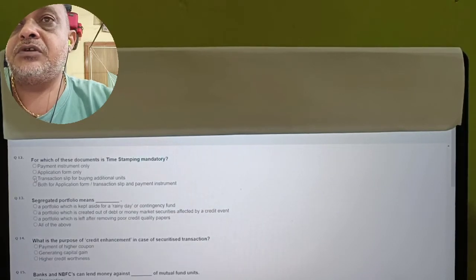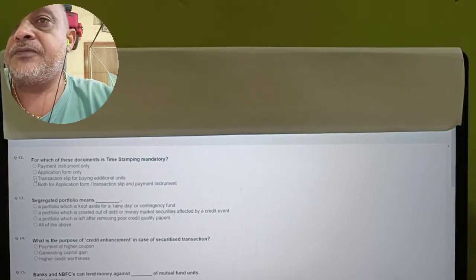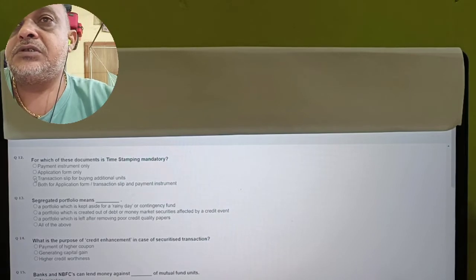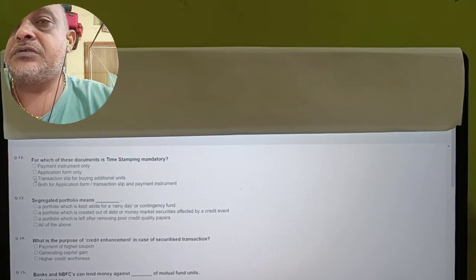For which of these documents is the time stamping mandatory? Payment instruments, application form, transaction slip for buying additional units, both application form and transaction slip, and payment instruments. Both.